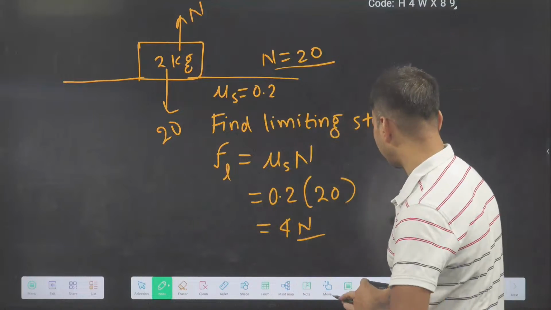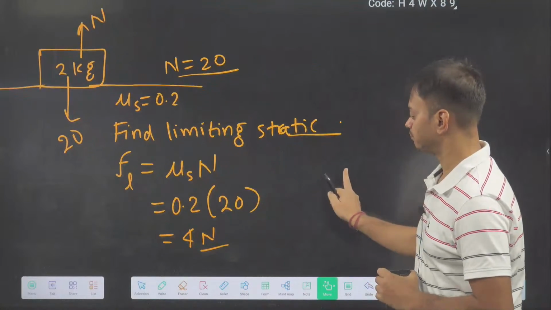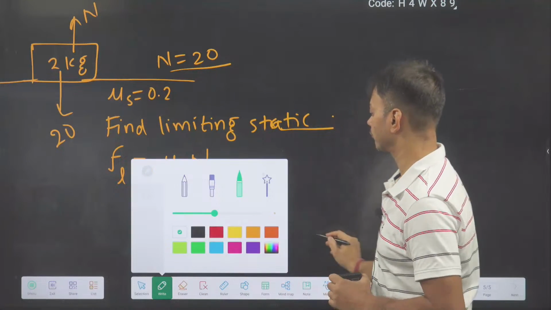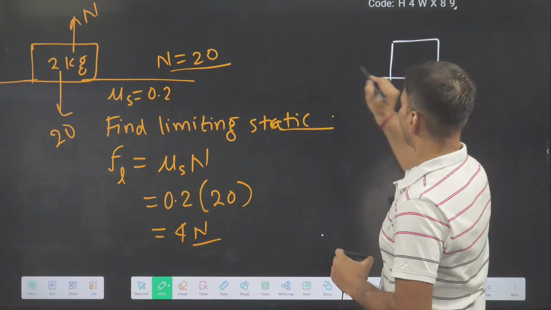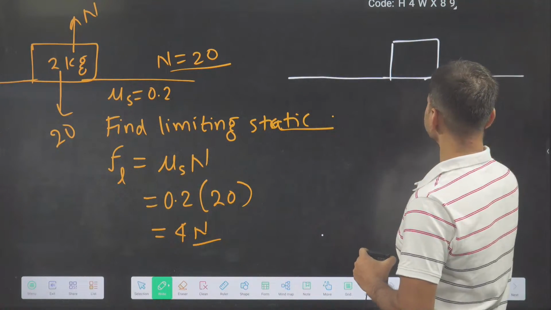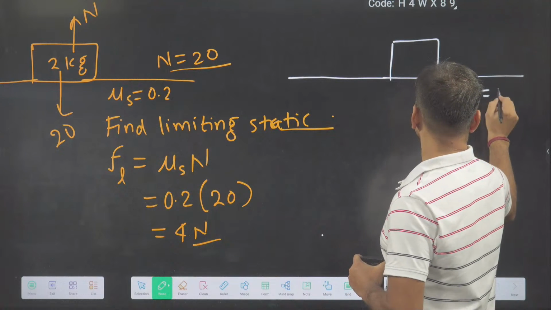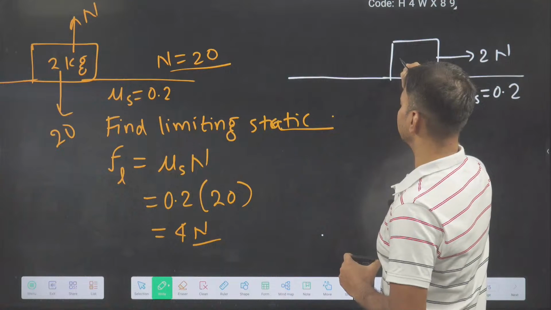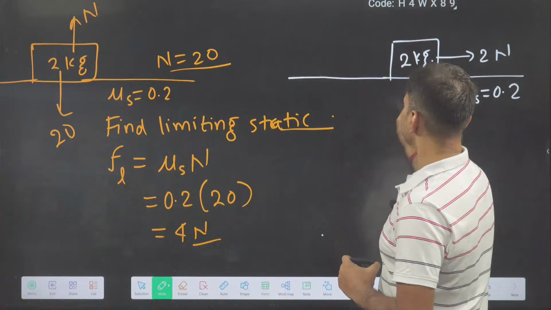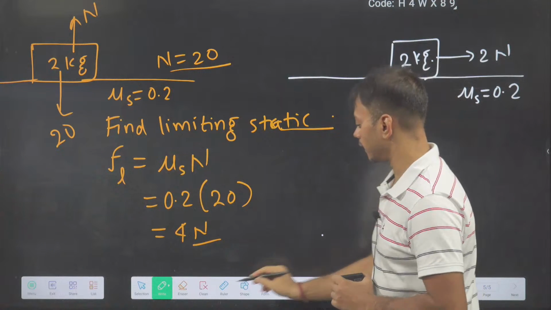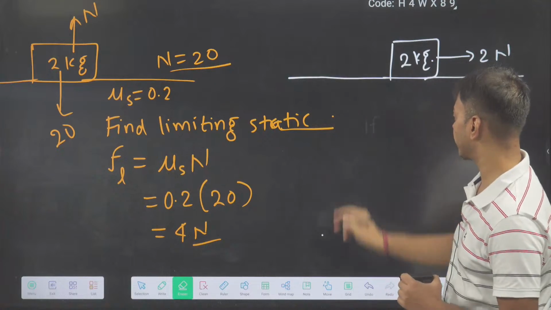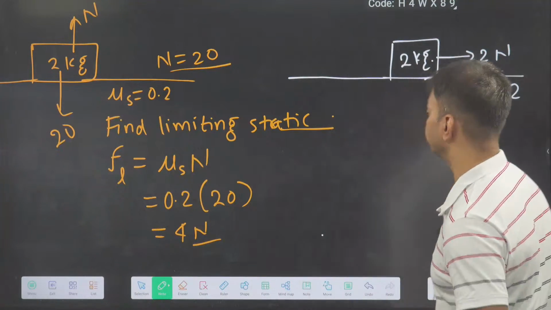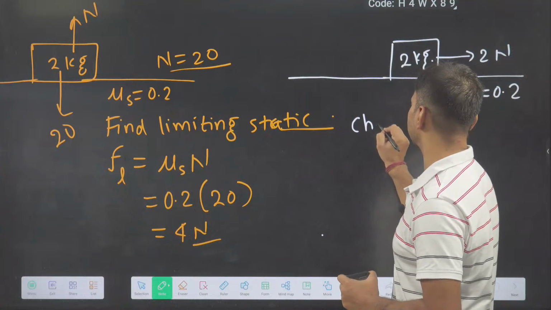Now I can ask you, suppose on this same mass, mu s is 0.2, I am applying a 2 Newton force. What will happen? Check if the object moves or not. If it moves, what is the friction?